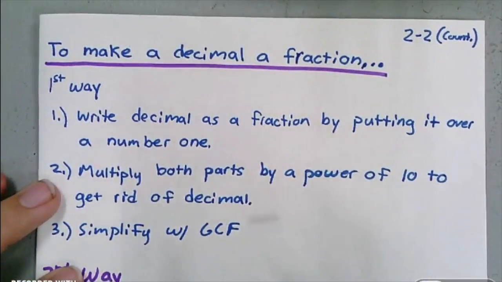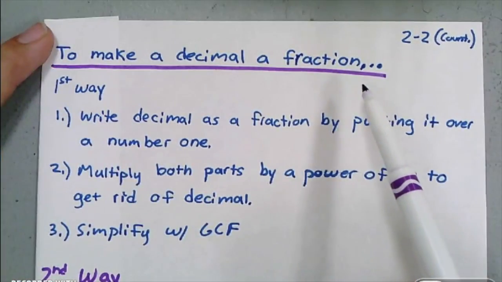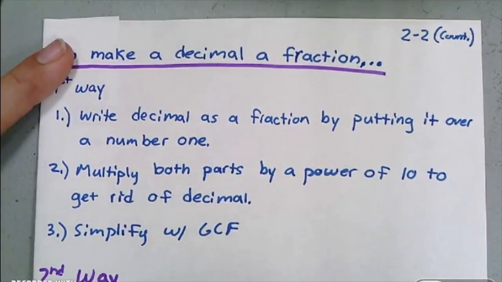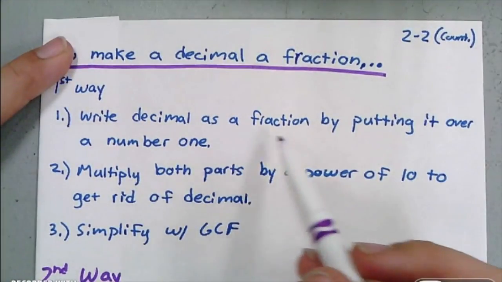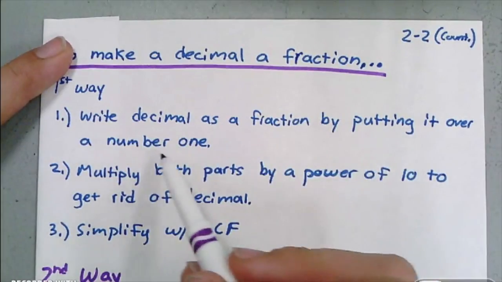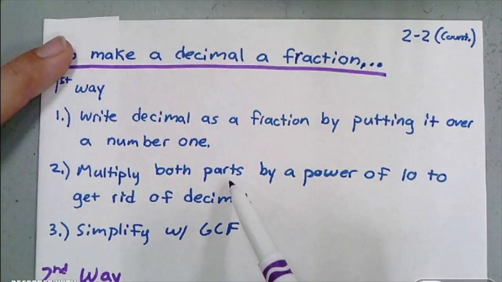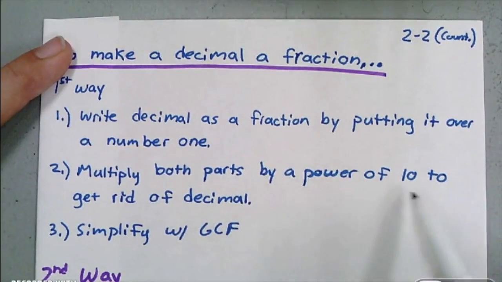To make a decimal a fraction, so to go the other way, there's two different ways we can do it. One way, the first way, is to write the decimal as a fraction by putting it over a number 1. Then you multiply both parts, the numerator and the denominator, by a power of 10 to get rid of the decimal. And then you simplify with the greatest common factor.